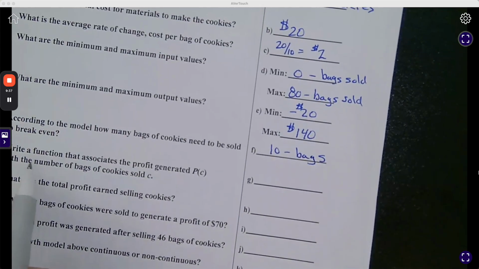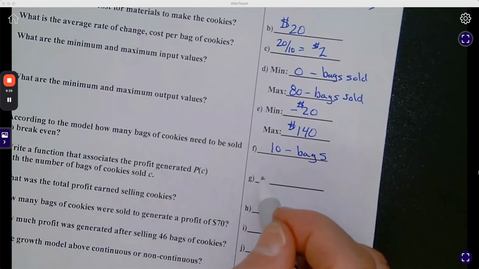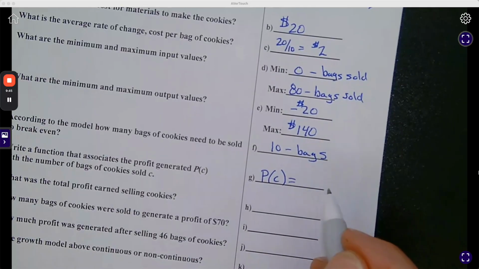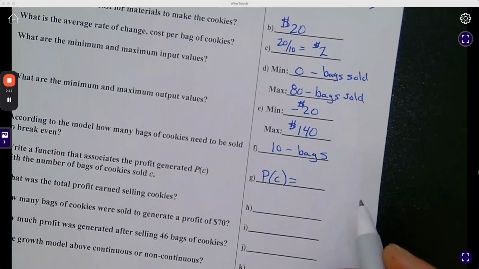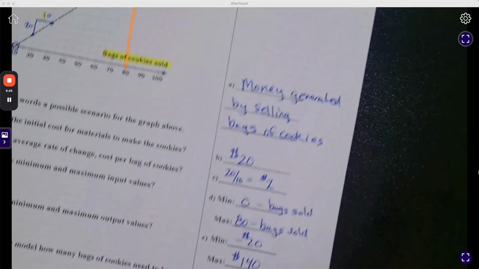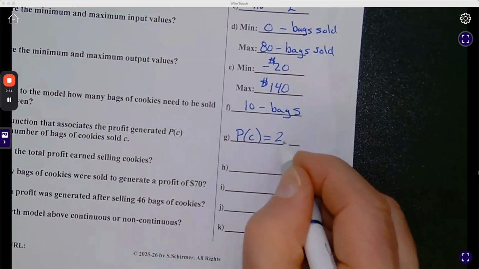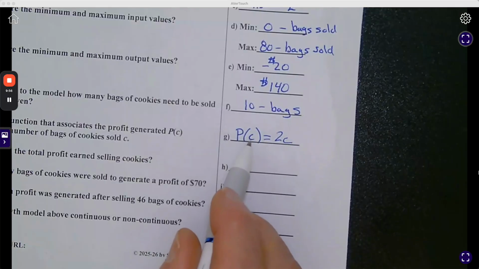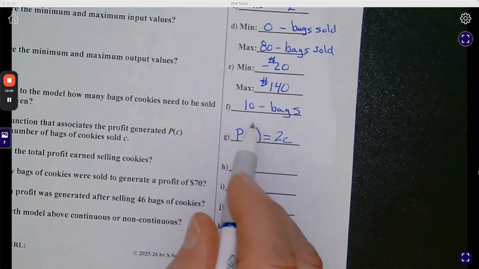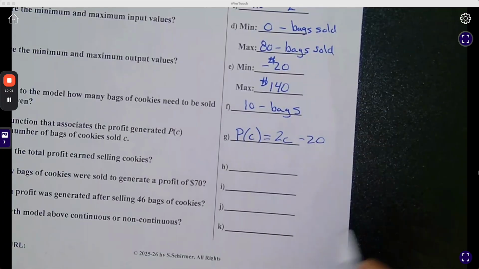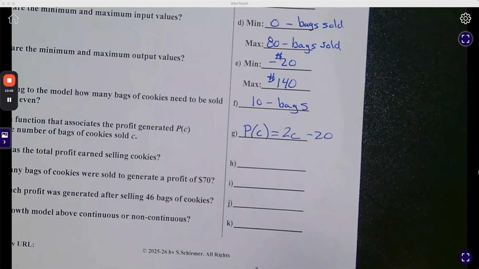All right. Write a function to associate the profit generated, P of C, where P of C is the profit, and C is the number of cookies or bags sold. Notice your rate of change is 2. Well, that's your slope. And then C is your input variable because it's got to match that. The whole thing represents your output. Your initial value is minus 20. That's your y-intercept. So that's done.